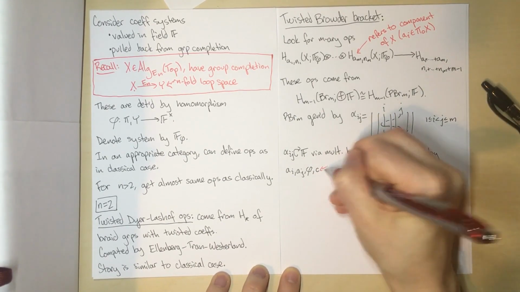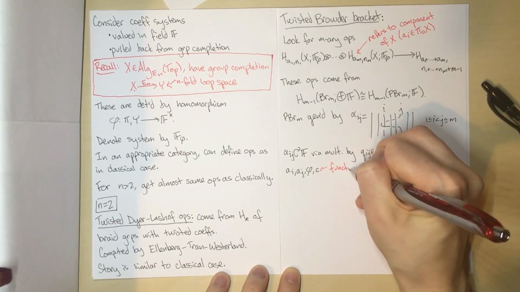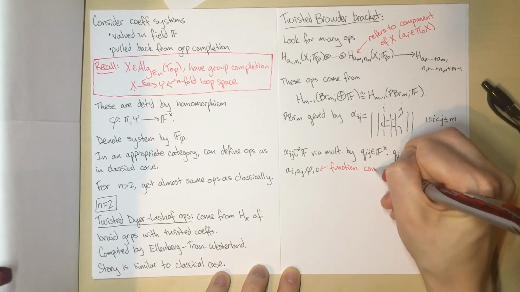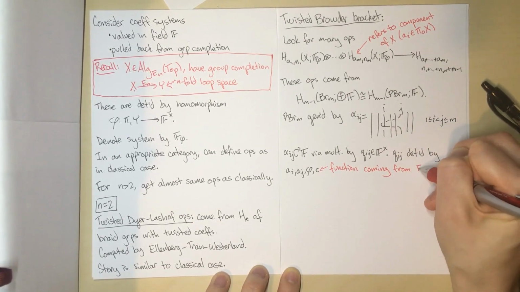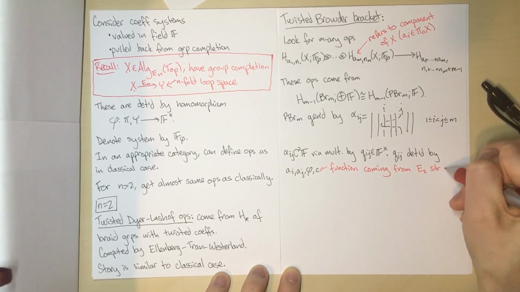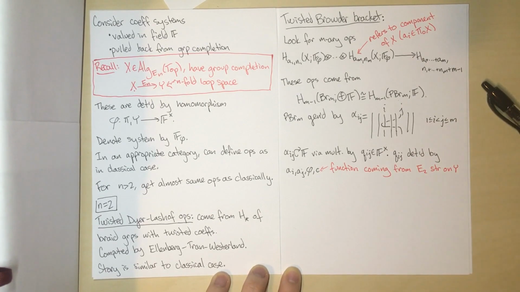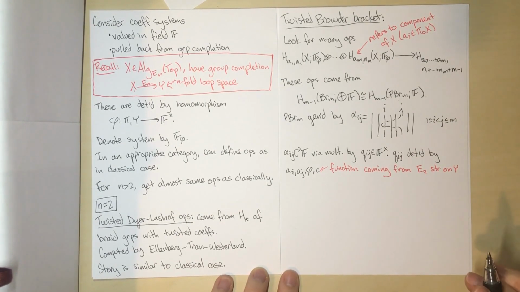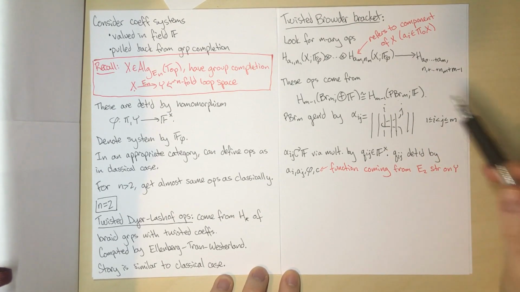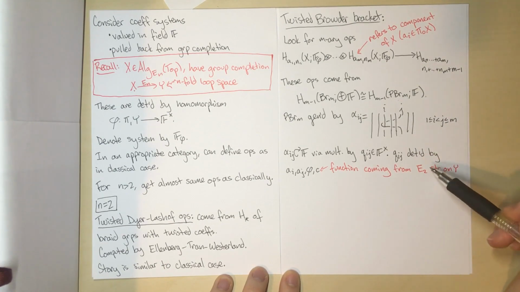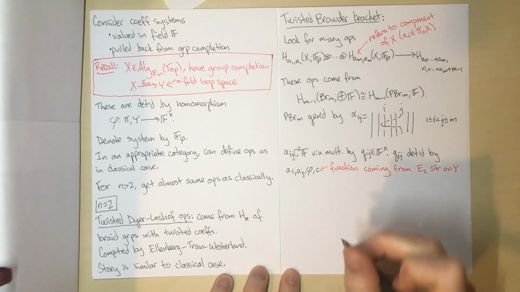So this is some function that comes from the E2 structure on y. So some function you can write out, and given this data, I can write down the formula for q_ij. So once I have all of these units, that determines the action of the pure braid group on f, and that's what I mean when I write this homology. So we want to figure out what this homology is.